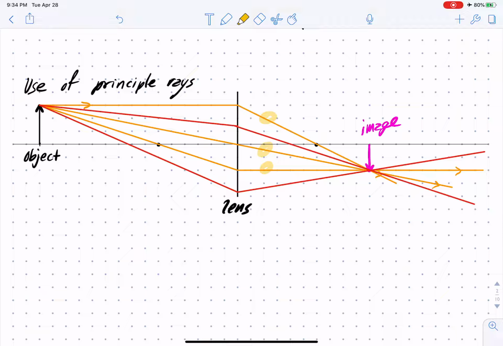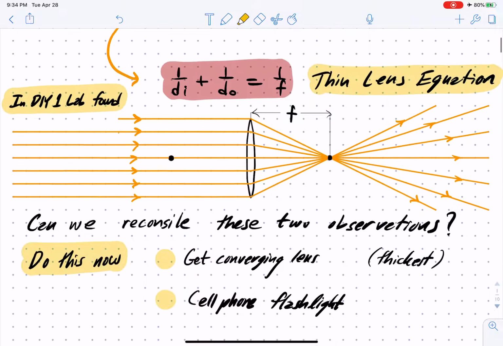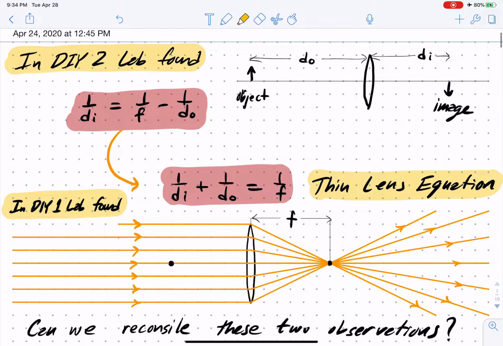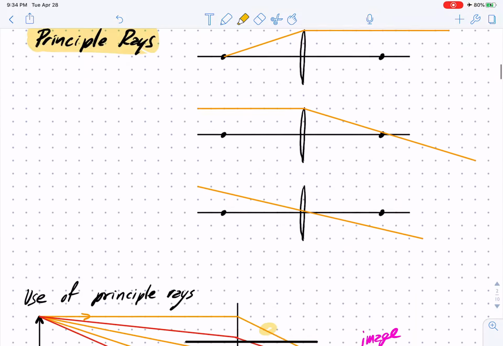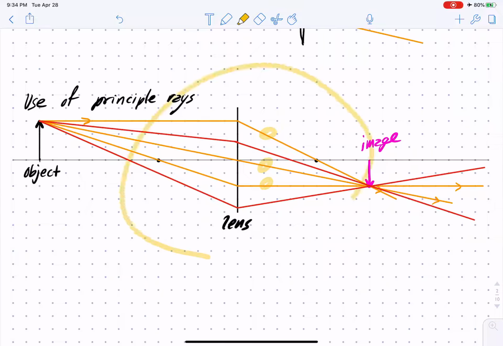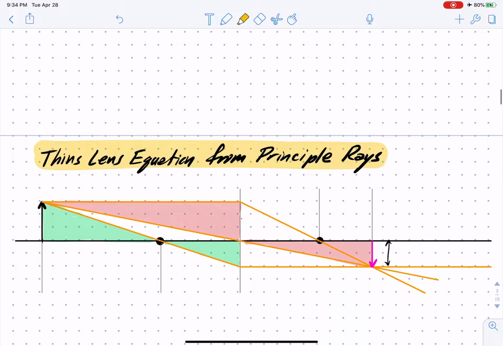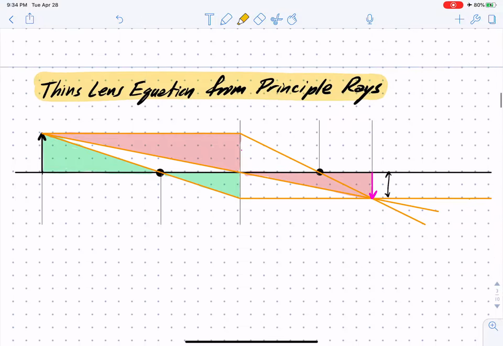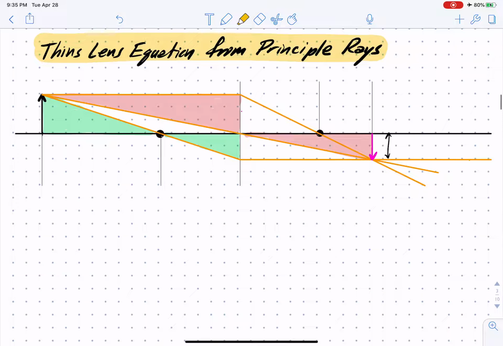Now we're ready to answer our question about can we reconcile these two observations about the lens: the thin lens equation and this following of rays. So what we're going to do is redo this problem, this thing here, and see if we can find the thin lens equation. Now, I've colored in some of these triangles, so it's the same diagram. You can see the three principal rays.